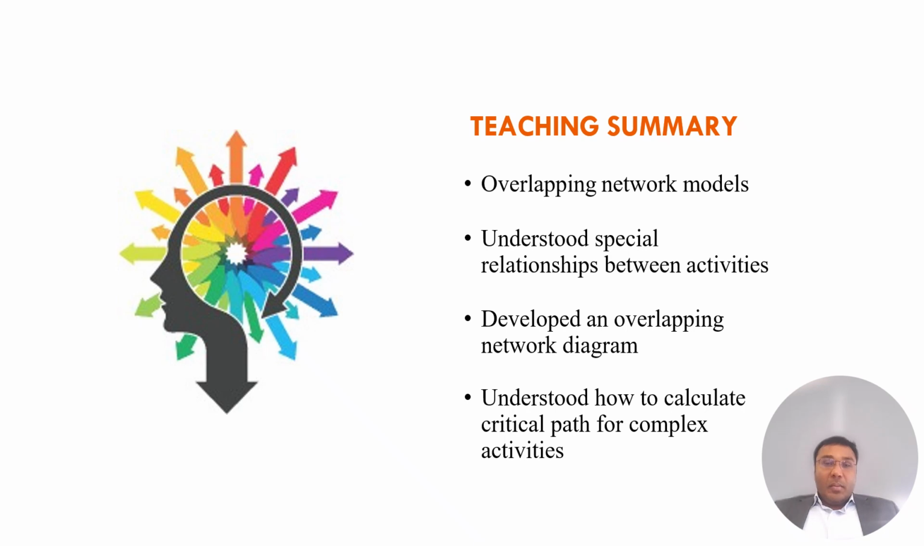Okay, so I think we covered most of the overlapping concepts here. What we understood is the overlapping network model. We have recognized the different types of relationships between activities. We learned how to develop an overlapping network diagram from a WBS. We calculated the critical path in a more complex, real-world setting.